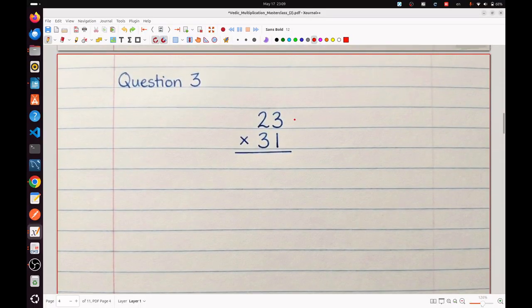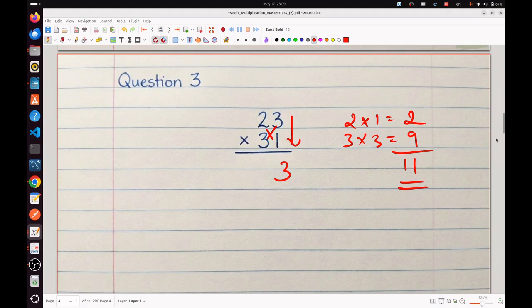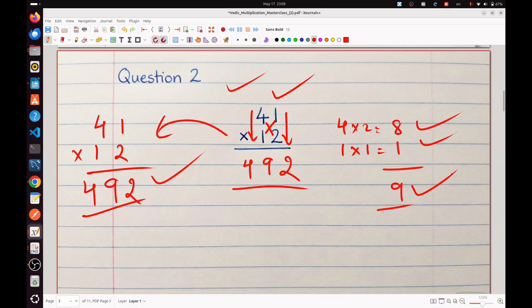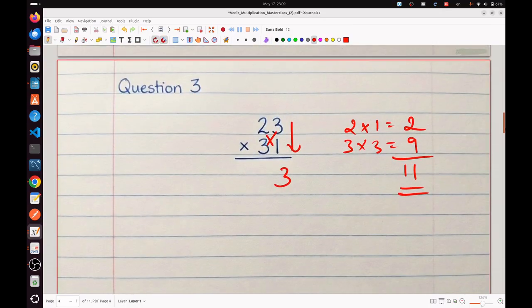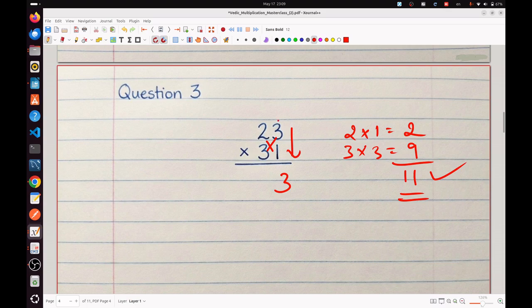Let's solve this question. 3 cross 1 is 3. Next we multiply these two, 2 cross 1, that is 2, and next 3 cross 3, that is 9. 9 plus 2 is 11. Here we need to be very careful. Here we got a 2-digit number. Earlier we got a single digit, right? But here we got a 2-digit number. Be careful. Keep it as it is.